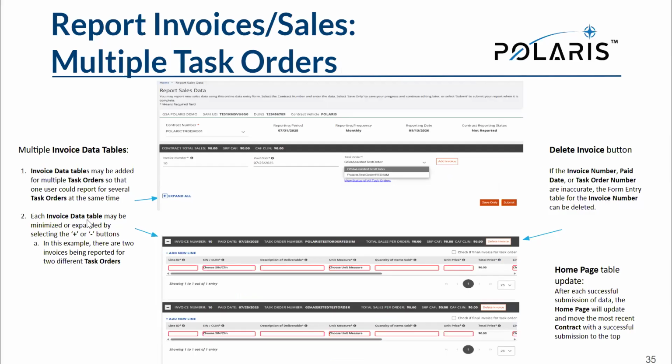You can report multiple invoices on the same screen. Like in the previous slide, you will enter the invoice number, paid date, and select the task order in the drop-down, and then click Add Invoice. You will have multiple invoice tables displayed where you can enter your data. This page also has the Delete Invoice option if you need to delete an entry.